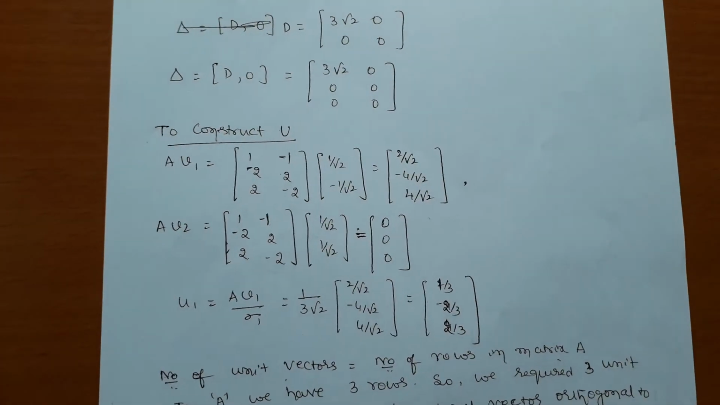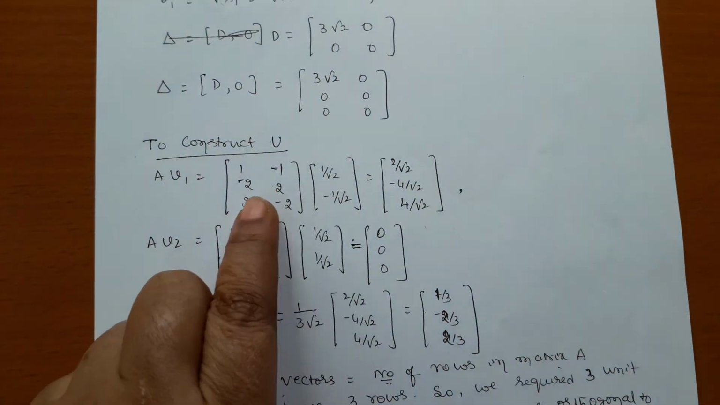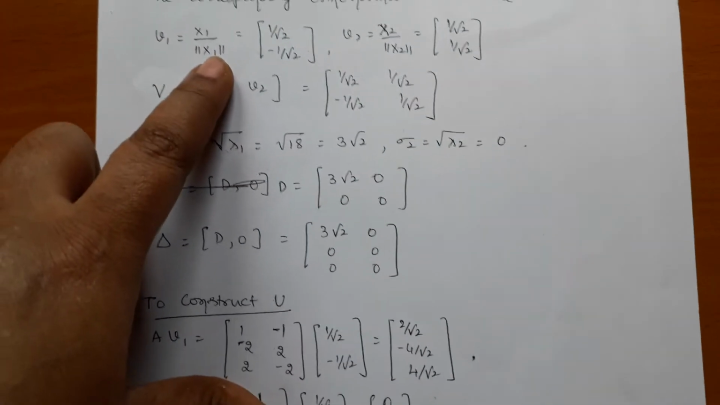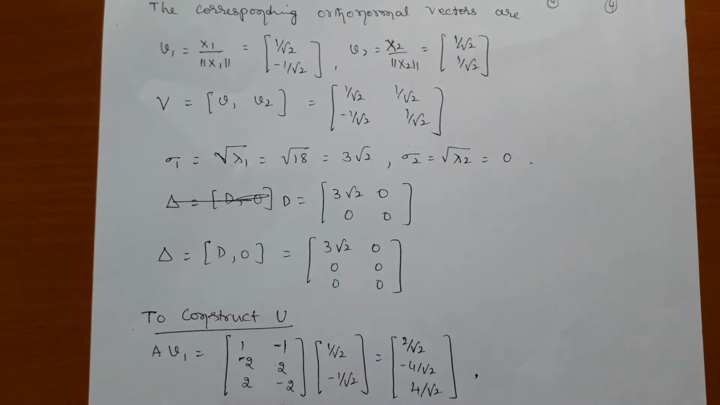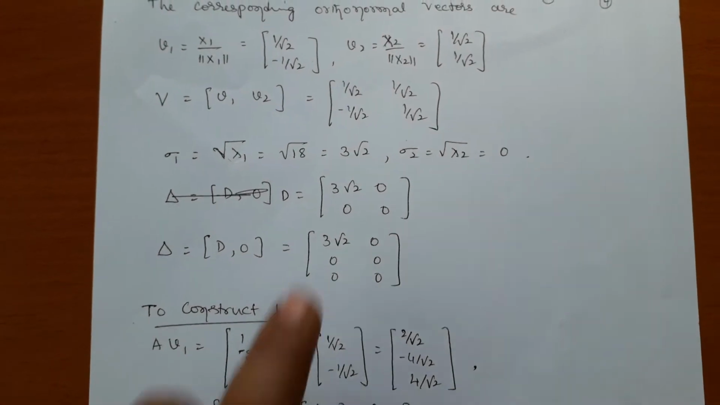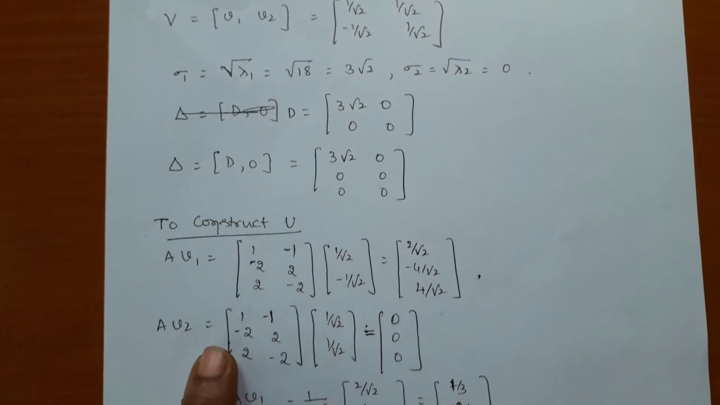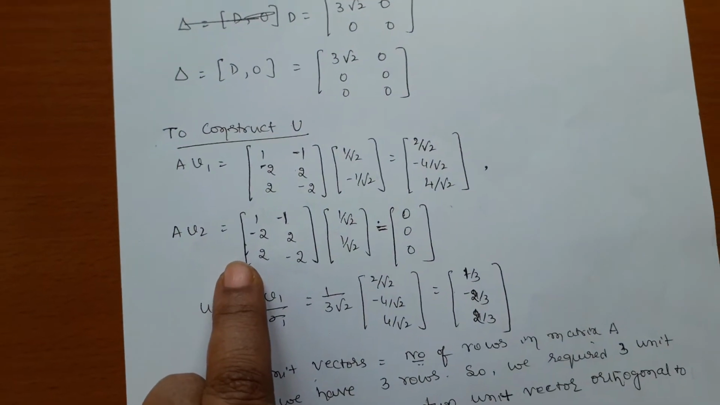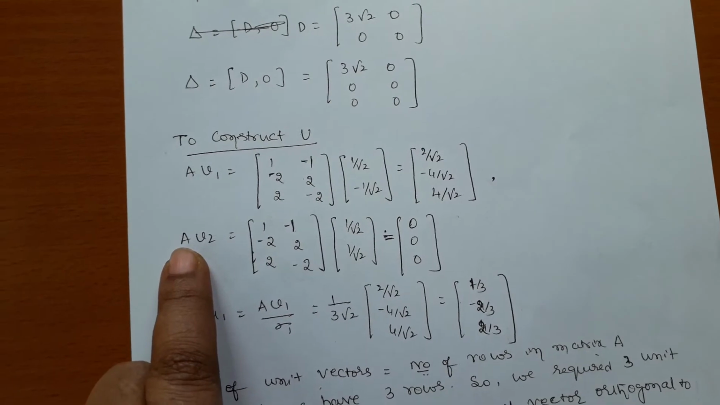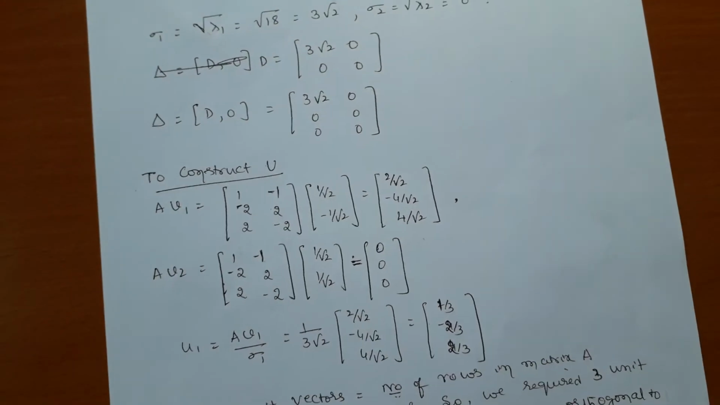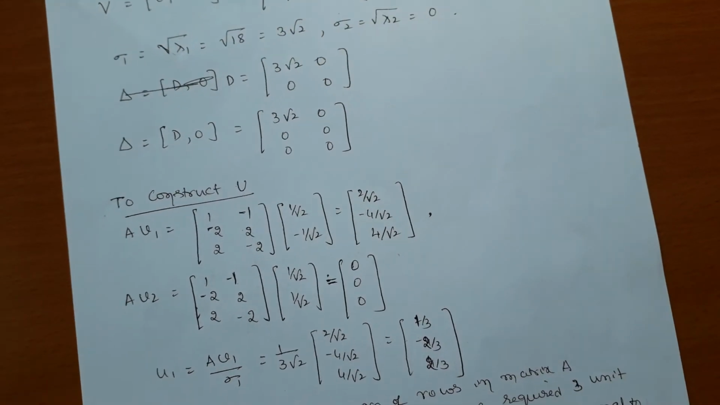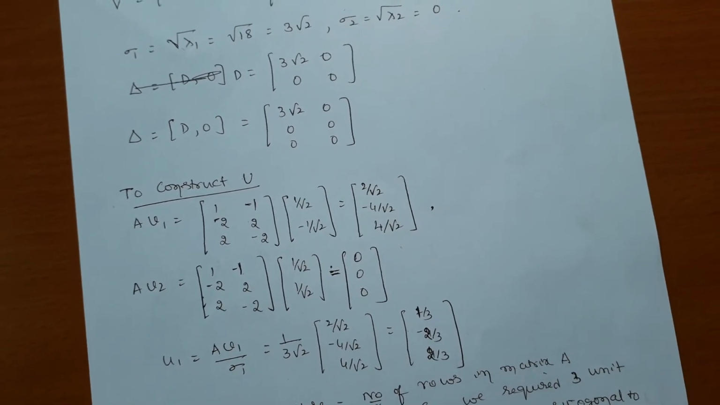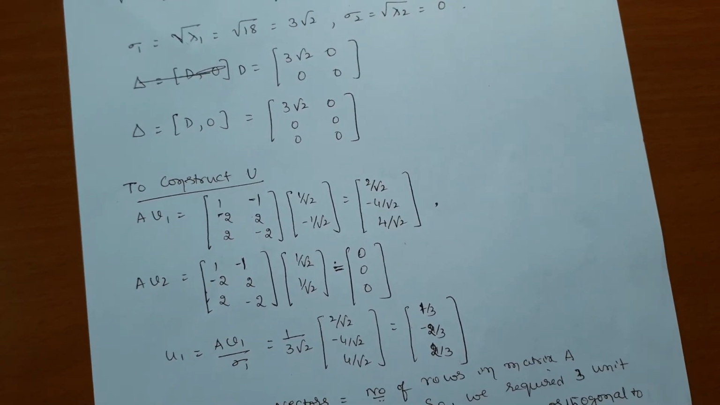Now what is my AV1? AV1 is nothing but A, you already know that, and V1, you already know that. You multiply V1 with A, and we get AV1. Similarly, I have to multiply V2 with A to get AV2. But one thing happens: after you multiply V2 into A, what happens? We get 0. Are you clear?